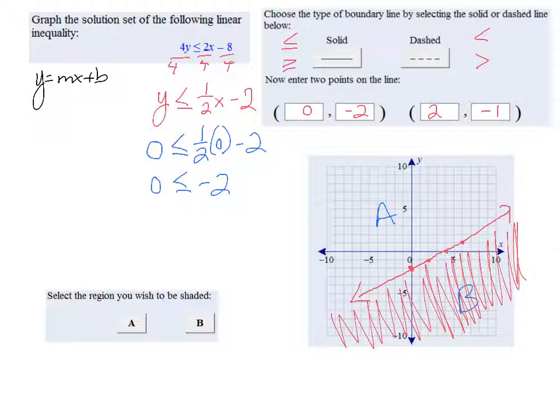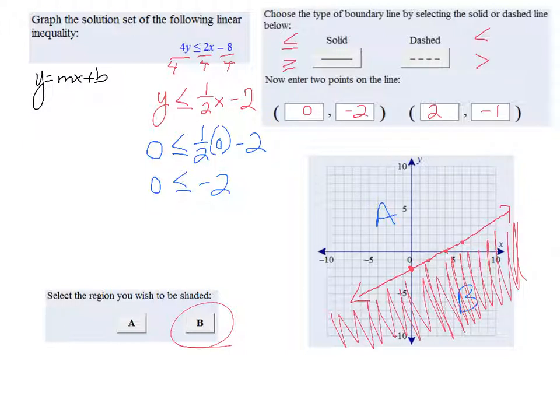All right, so what I would do on the software then is, after I've got my line graphed and I've decided which way I want to graph that, I would select which section. So for my example, I would click B as the area that I want to have shaded. Now I did this test point, and that's a good way, and 0, 0 is a great test point to use. You can also just look at it: since we put it in slope-intercept form, you're looking for all the y's that are less than this line.